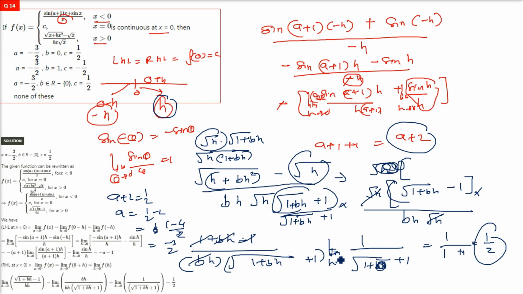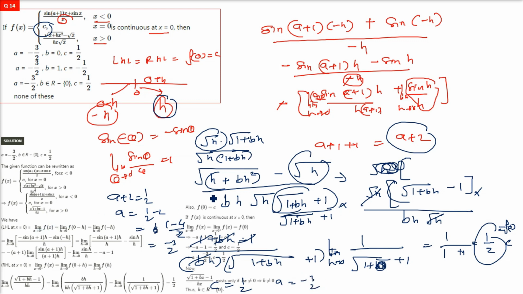You see in the options, the first 3 options have minus 3 by 2. So you have to think about C now. C is half. So first and third option becomes quite clear. The answer has to be either first or third. So C is half, and A is negative 3 by 2. So what about B now? What to do with B?